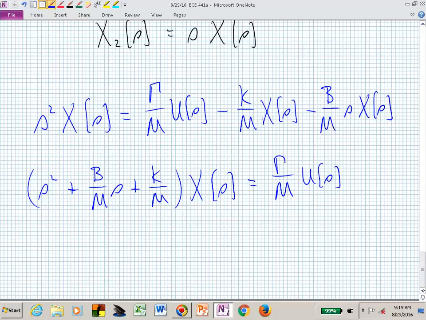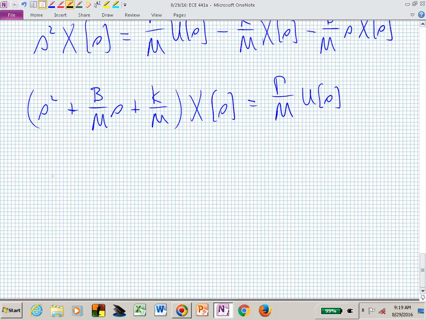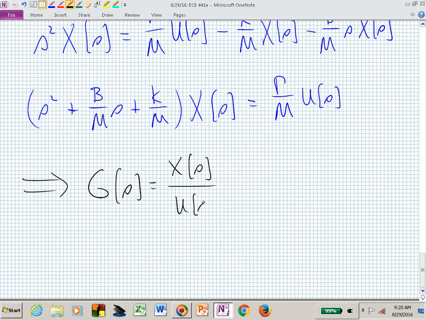And to find our transfer function, we can divide both sides through by that s squared polynomial, and we can divide both sides by capital U of s. We now have x over u is equal to gamma over m over s squared plus b over m s plus k over m.